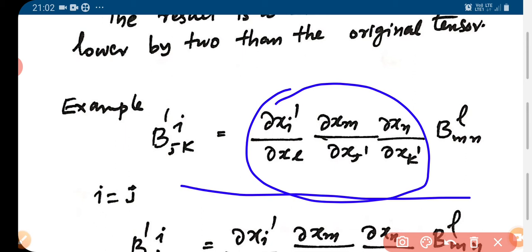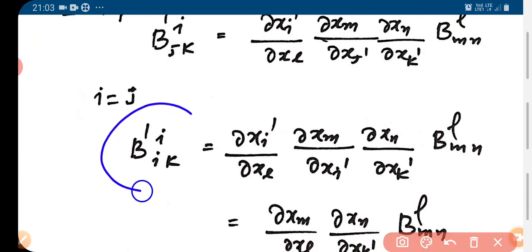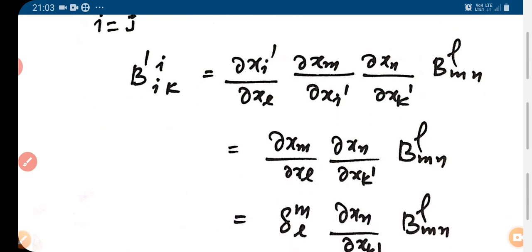We put i equal to j. A contravariant index is set equal to a covariant index. So what do you get? B'iik is equal to ∂xi'/∂xl, ∂xm/∂xi', ∂xn/∂xk' Blmn. And that is ∂xm/∂xl.